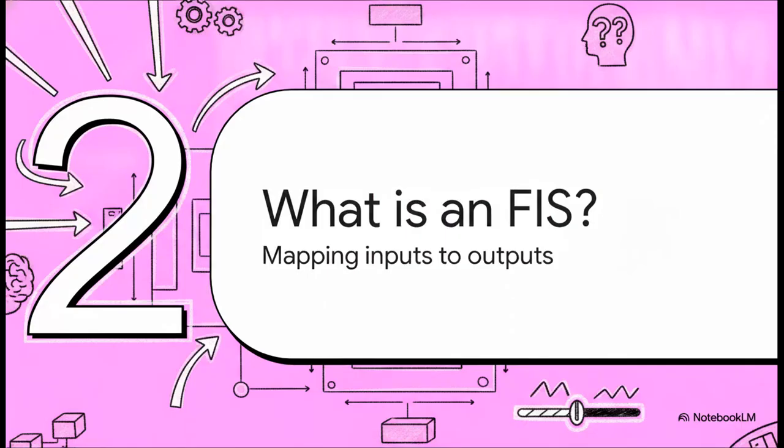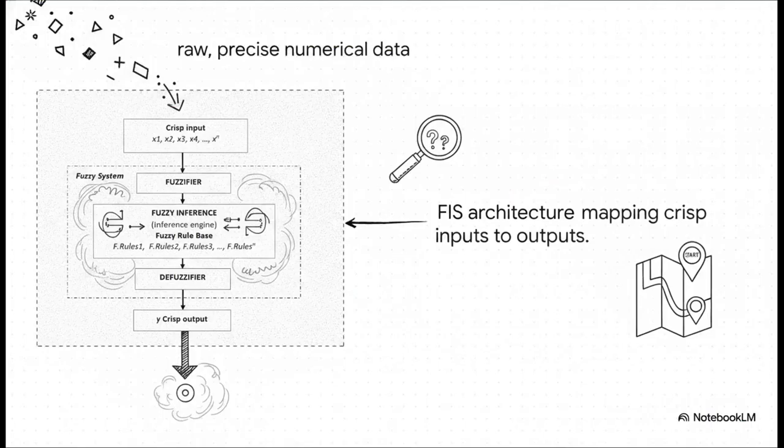Section 2. What is an FIS? Now that we understand the underlying logic, let's look at the actual tool that puts it to work, the Fuzzy Inference System, or FIS. It's a nonlinear mapping process. And this brilliantly illustrates the journey. Raw, precise numerical data, what engineers call crisp input, enters the system. It gets translated by the fuzzifier, evaluated by the inference engine using a set of rules, pushed through a defuzzifier, and then a crisp output comes out the other side.